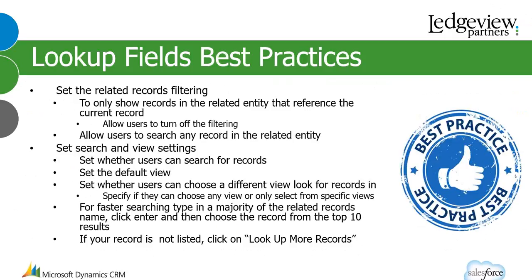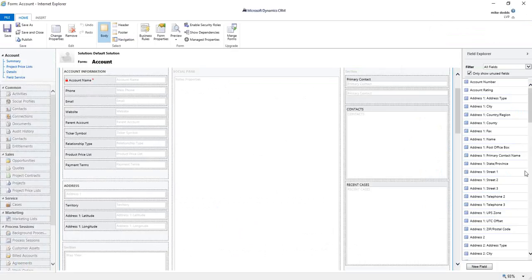And then as a user, for faster searching, when you click in the lookup field, just type in the majority of their name and click Enter. You're going to get a drop-down of the top 10 most related results. If your record is not in there, click on Look Up More Records, and it'll bring you to the full lookup search screen. So let's jump back into CRM, and I'm going to show you how to set up these best practices.